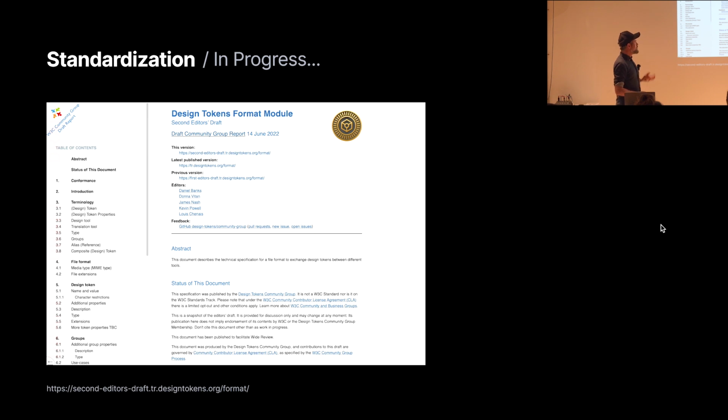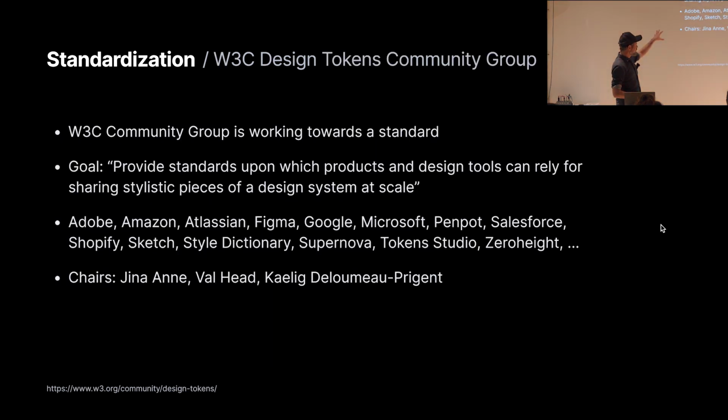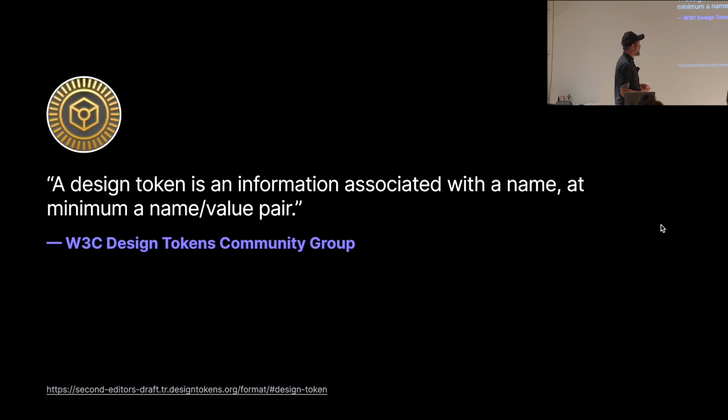But I'm really confident, and you can see some pretty big companies are working in that group towards a standard, like Adobe, Amazon, Atlassian, Figma, Google, Microsoft, and others. And as you can also see, Gina Ann, who coined the term, is still working on a standard. So we have no standard, but I think we will get one, which will be a good thing. All right. But let's have a look at the simple definition of the W3C community group. A design token is information associated with a name, at minimum a name value pair.